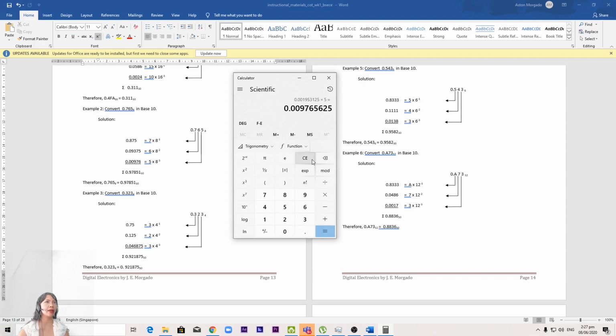Then you get the sum. So we have 0.875 plus 0.09375 plus 0.00976. The answer is 0.97851. Therefore 0.765 base 8 is equal to 0.97851 base 10.